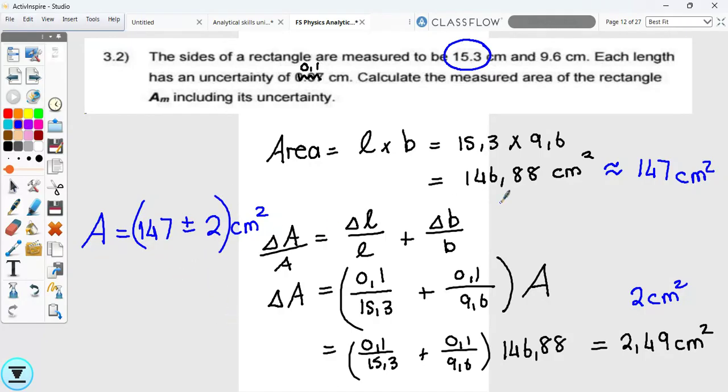Does everyone understand why I wrote 2 and not 3? We only look at this number when we are rounding off this one. I'm not going to look at the 9. If I was going to go to this digit here, if I was going to leave an extra digit after the comma.